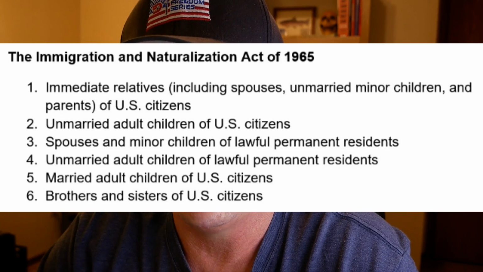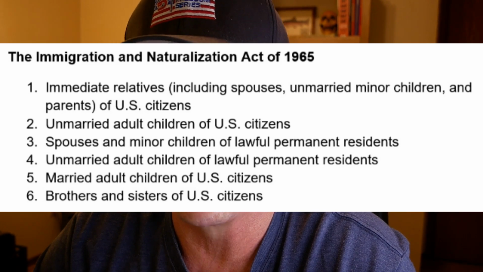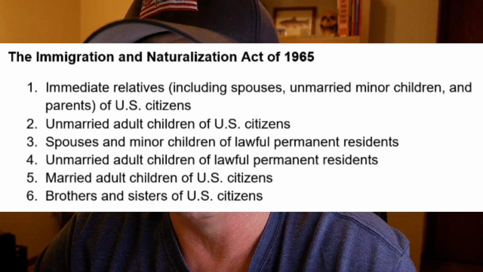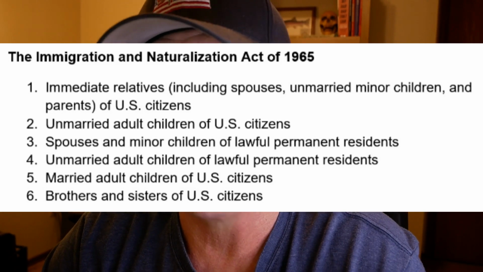Number 5, married adult children of U.S. citizens. Number 6, brothers and sisters of U.S. citizens. Every one of those requirements, 1 through 6, of the Immigration and Naturalization Act of 1965 that the Democrats are using for an excuse, every one of them says either of U.S. citizens or of lawful permanent residents, not illegal aliens, okay? So again, if you just look a little bit, you don't even have to dig that deep. You can pick holes in all of their arguments. It's pretty damned easy and it's quite satisfying.